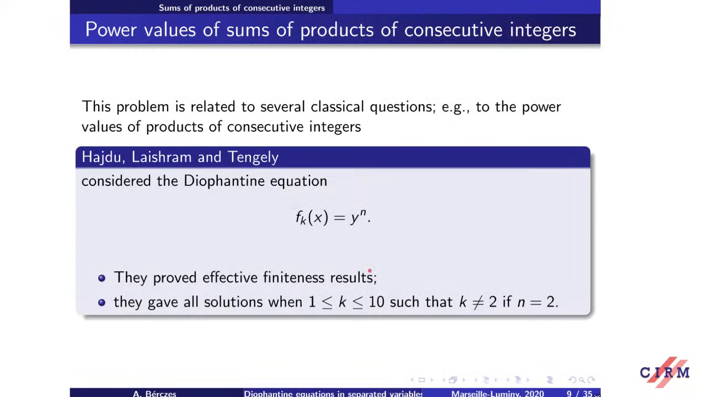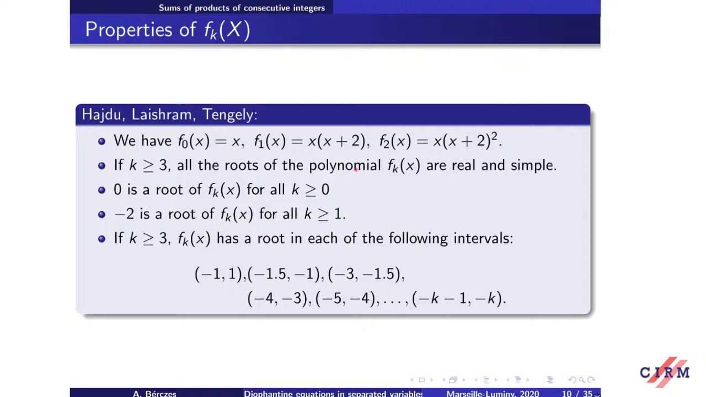These polynomials first were introduced, as far as I know, by Hajdú, Lajström, and Tengely, who considered the Diophantine equation fk of x equals y to the n, and they proved an effective finiteness result for that. They even solved completely the equation when 1 is smaller or equal to k, smaller or equal to n. And to do so, they needed a few more involved properties of these polynomials.